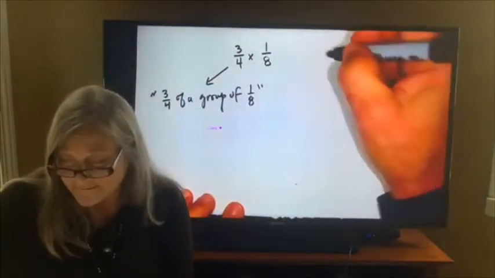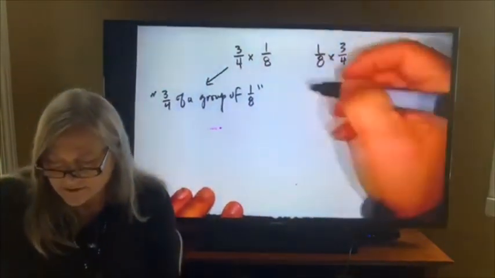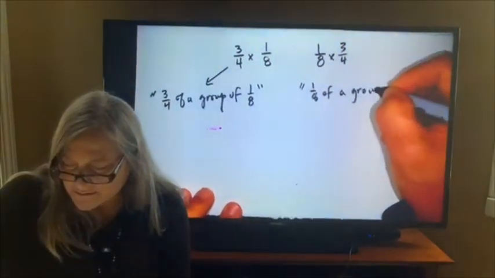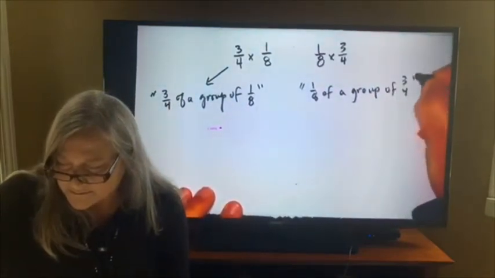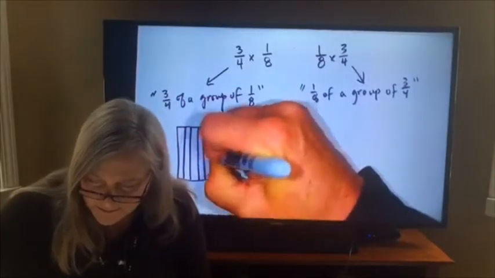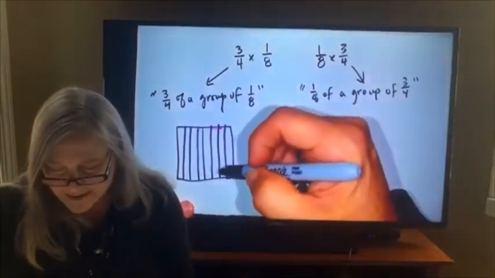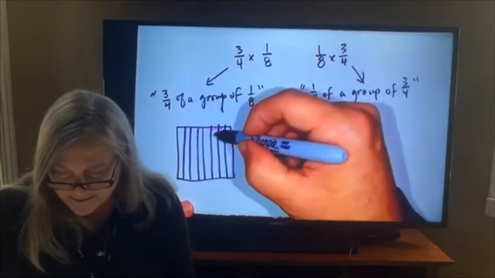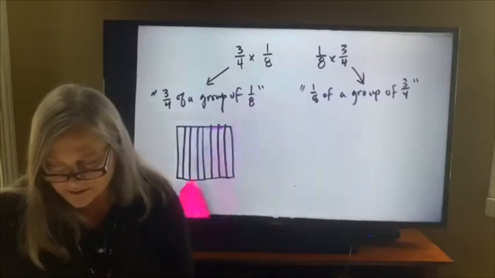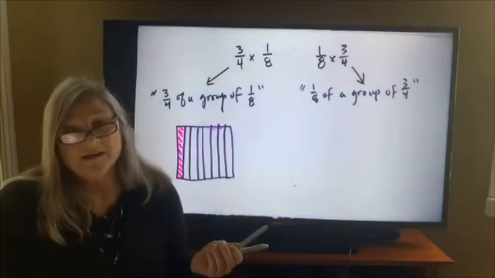If you don't like doing it that way, our commutative property says we can also look at this. So we could also look at 1/8 of a group of 3/4. You don't have to do them both ways, but it's always 2 fractions. It's easier to make fractions in a square too, by the way. So we have our 8s, 1, 2, 3, 4, 5, 6, 7, 8, and we have one of those. So according to our question, we have 1/8. All right, so that's what we have to start with.